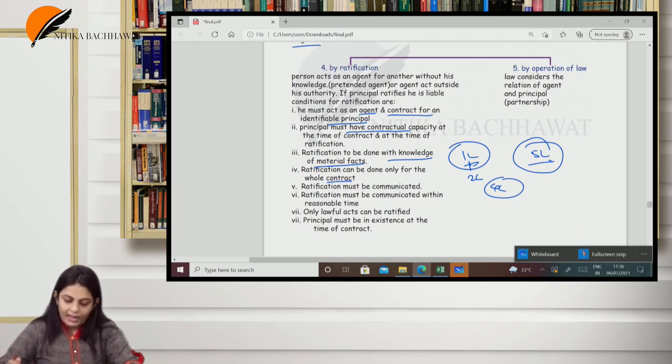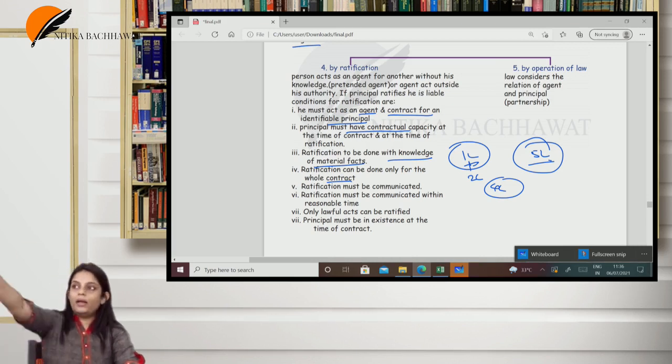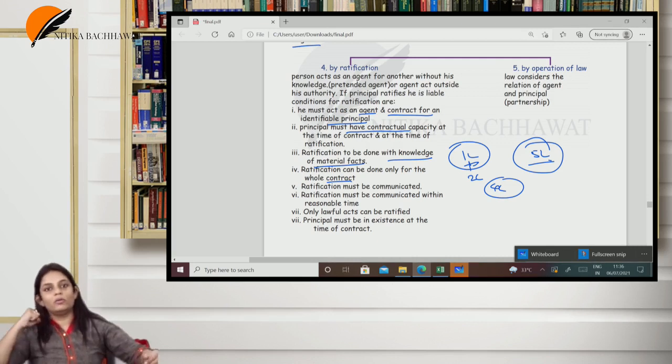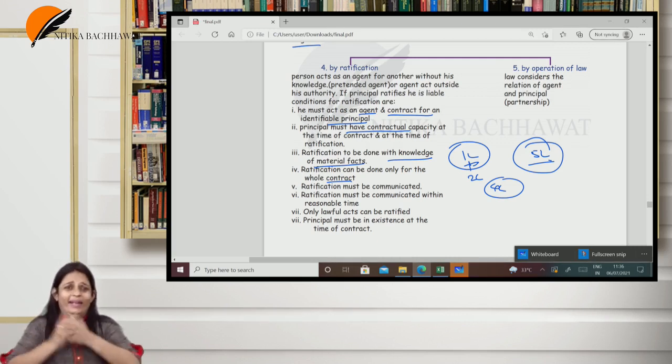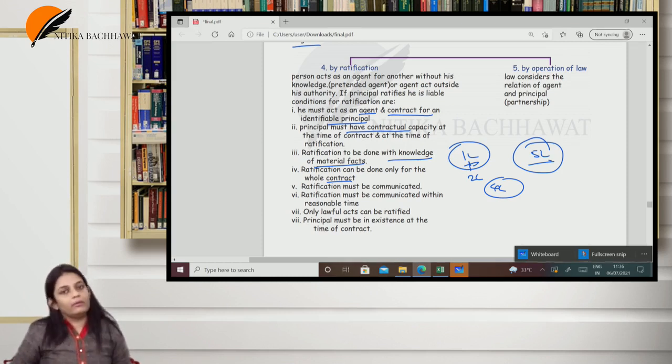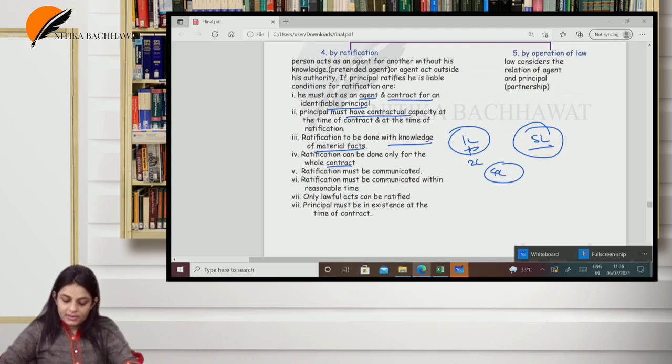Ratification must be communicated within a reasonable time. Only lawful acts can be ratified. I am your agent, you tell me go and collect the rent. I go, I take some goons with me, I hit them and then I come and say, oh sir, save me, I did all these things. Can you do that? No. You cannot save me. Ratification can only be for lawful acts.